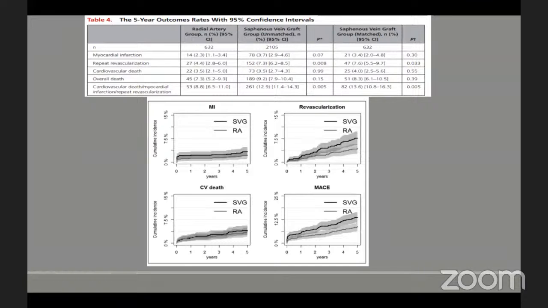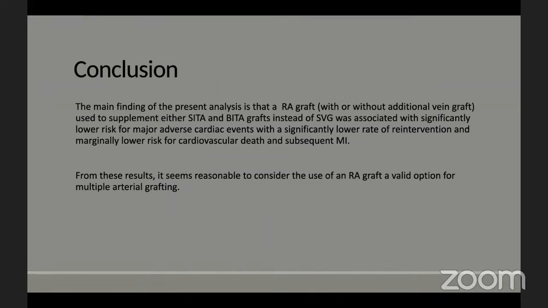The conclusion: the main finding of the present analysis is that radial artery graft, with or without additional vein graft, used to supplement either single internal thoracic artery or bilateral internal thoracic artery graft instead of saphenous vein graft, was associated with a significantly lower rate of major adverse cardiac events, with a significantly lower rate of re-intervention and marginally lower risk for cardiovascular death and subsequent MI. From these results, it seems reasonable to consider the use of a radial artery graft a valid option for multiple arterial grafts.